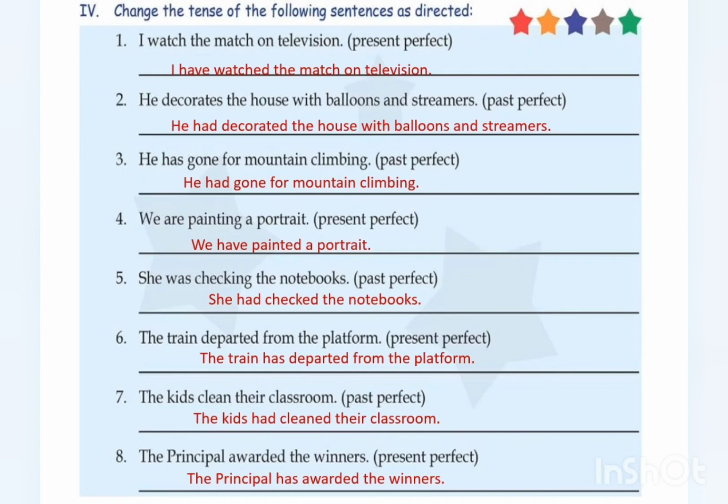Number 6, the train departed from the platform. Present perfect. The train has departed from the platform. The seventh sentence, the kids cleaned their classroom. Past perfect. The kids had cleaned their classroom. And the last sentence, the principal awarded the winners. In present perfect. The principal has awarded the winners.